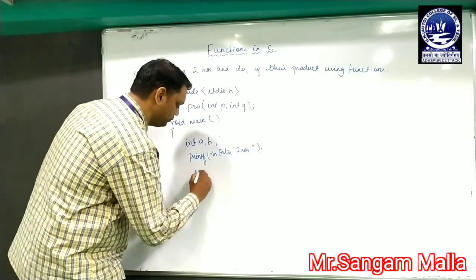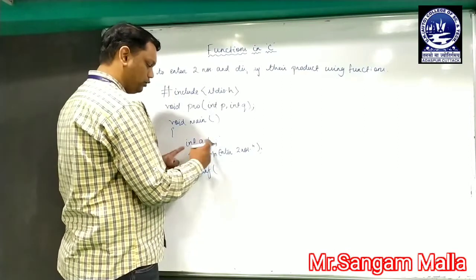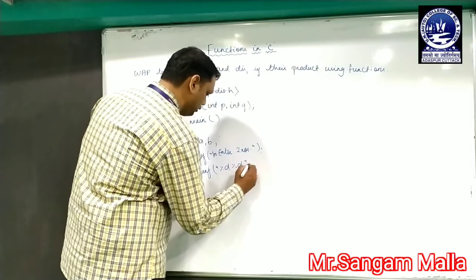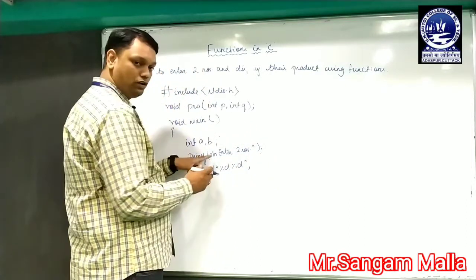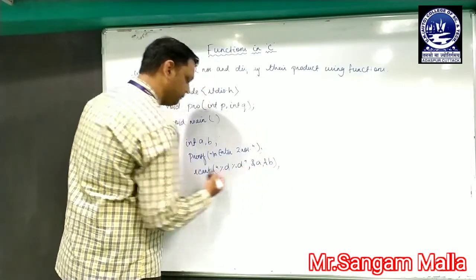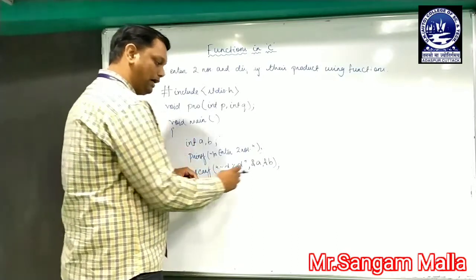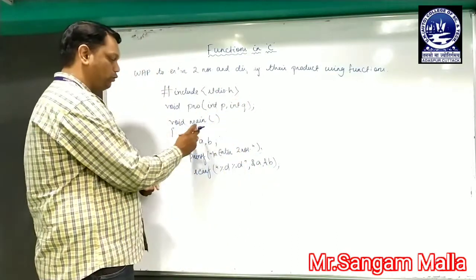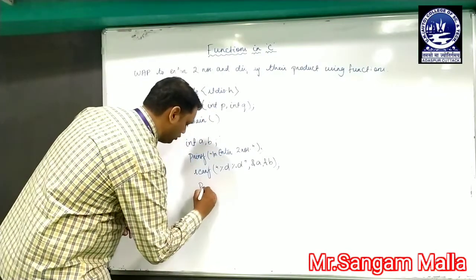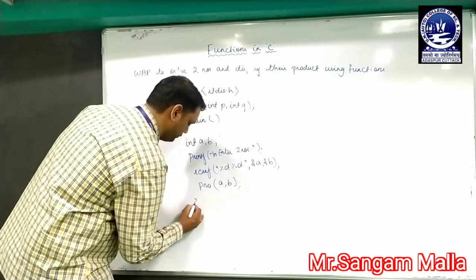Now I have to enter two numbers, so I can enter using the scanf function. So as we have two numbers, I have to take two format specifiers, that is %d, because %d is the format specifier of int. So %d, %d. So I have entered two numbers, that is a and b. Now I have to pass these values to the pro function that has been declared over here. So I will call the pro function and I will pass a, b.